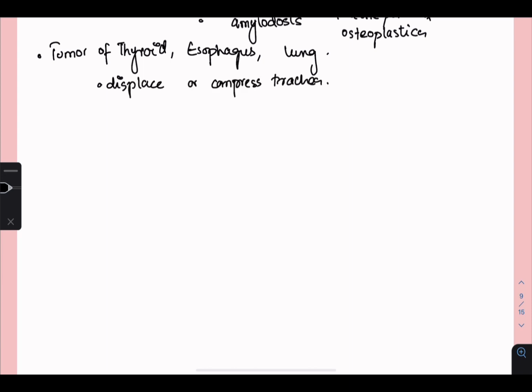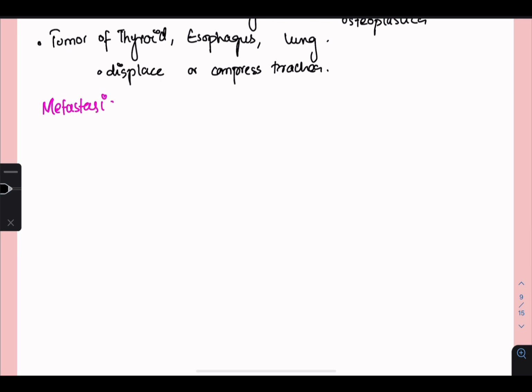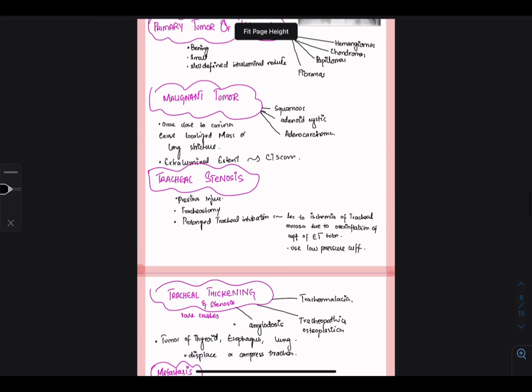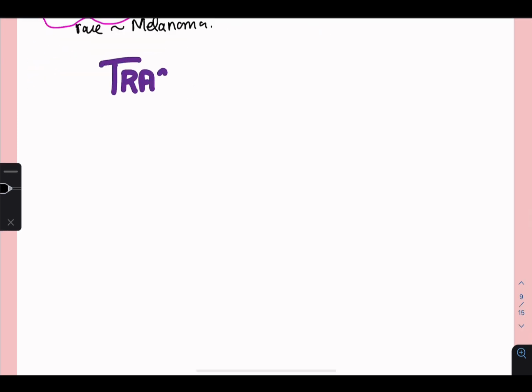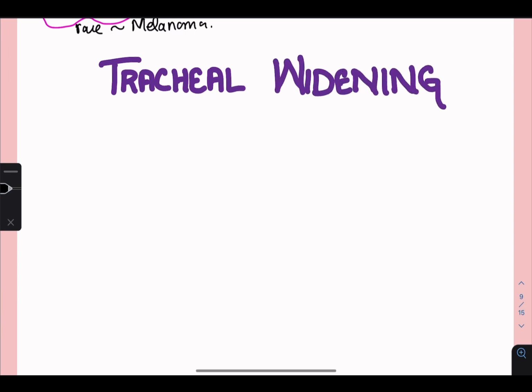The site of metastasis from a distant primary tumor to the trachea is melanoma. Whenever there is a tumor, on barium swallow it will cause a filling defect within the tracheal air column. Next is tracheal widening.